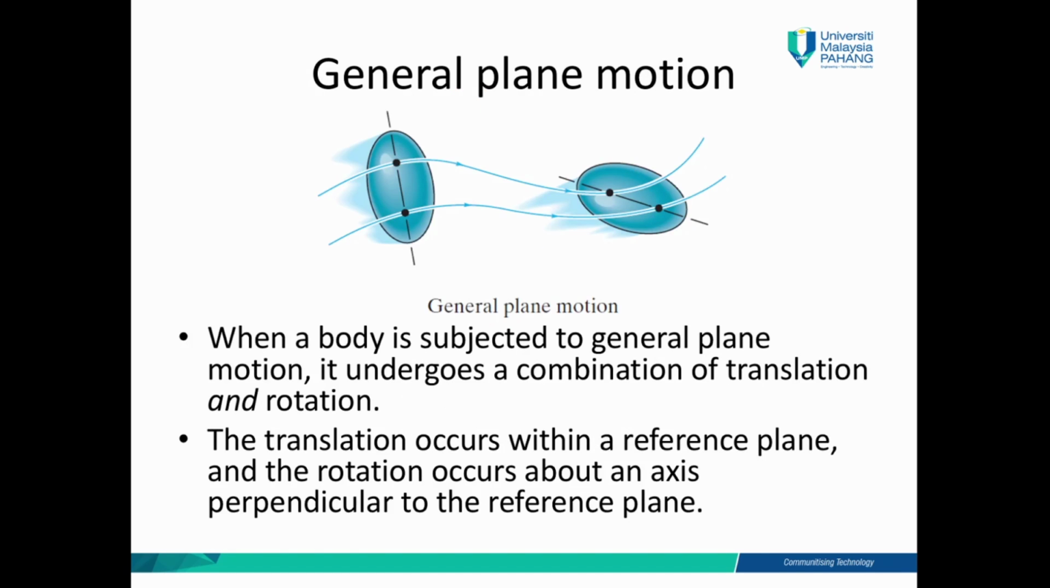And as I mentioned before, if a body undergoes a combination of translation and rotation, that is what we call a general motion, general plane motion. Your translation will occur within a reference plane, and the rotation will occur about an axis perpendicular to the reference plane.